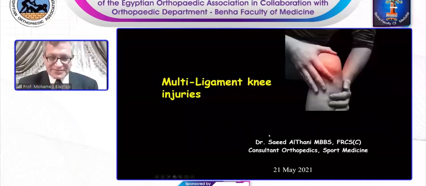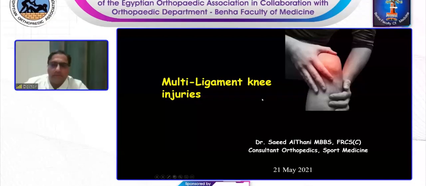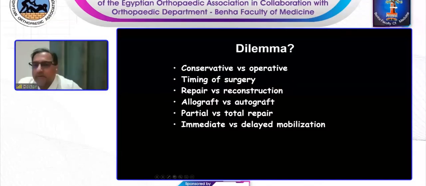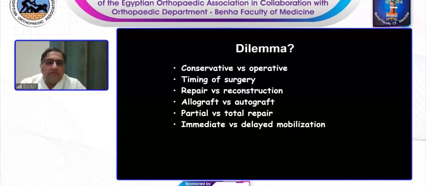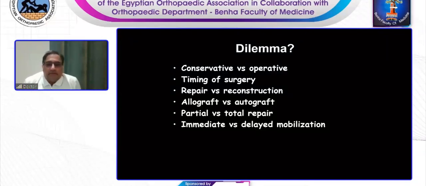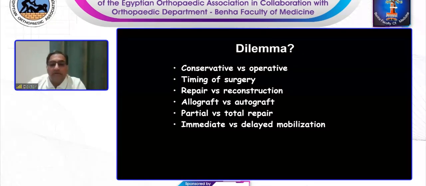It's okay, good. So when we talk about multiligament, it is always talking about the dilemma of where to go, where to start: conservative versus operative, timing of surgery, repair versus reconstruction, allograft versus autograft, partial versus total, and immediate versus delayed. These are the questions we always need to look at as surgeons.